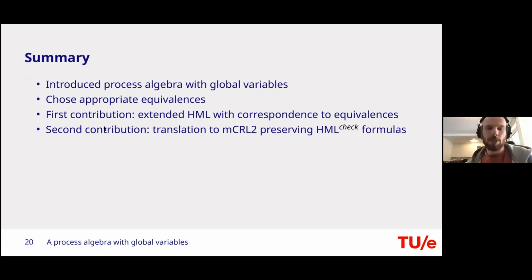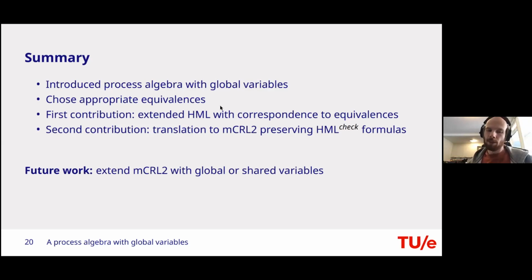So in summary, we introduced the process algebra with these global variables, and we looked at some appropriate equivalences. And then the first contribution is an extension of Hennessy-Milner logic, so we can differentiate them, and a translation to mCRL2. What we plan on working on in the future is to actually not use these global variables in some made-up process algebra, but to extend mCRL2 with global variables, and perhaps use shared variables so that we can have a scope attached to a variable.